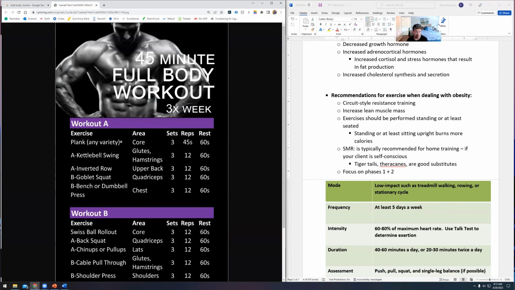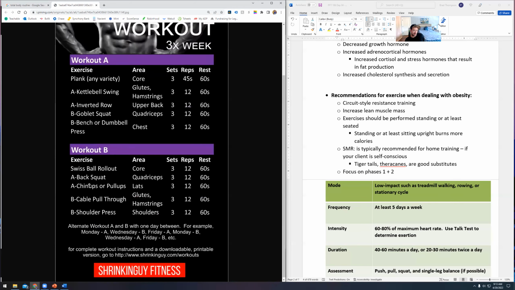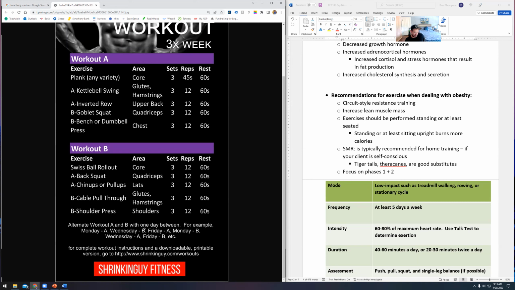They're going to do a plank of apparently any variety for 3 sets, 45 seconds with 60 seconds of rest. They're going to do a kettlebell swing, which is kind of fun, 3 sets of 12 with 60 seconds of rest. Inverted row, 3 sets of 12 reps, 60 seconds of rest. So they've got kind of an AABB situation going on here. I'm not sure why it says that, but oh wait, here it is: alternate workout A and B with 1 day in between. Yeah, it's a classic.